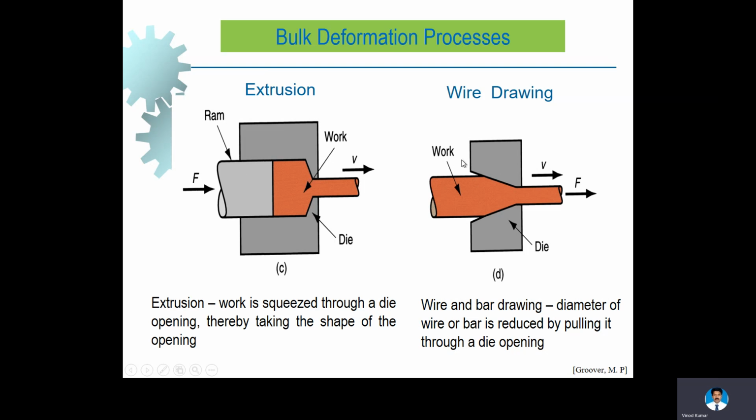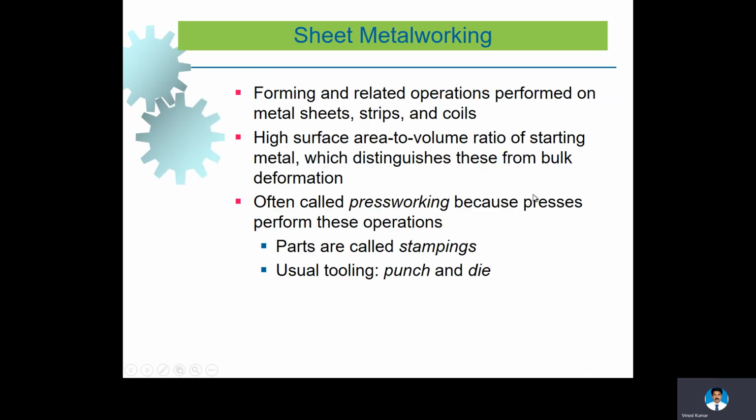Then the next process is wire drawing. In wire drawing, we apply a tensile stress from the other end: the material is fed from one side, and a tensile force is applied from the other side. Because of the tensile stress, we can produce wires. This process we call the wire drawing process. Pulling the wire reduces the diameter, and hence we can produce wires.